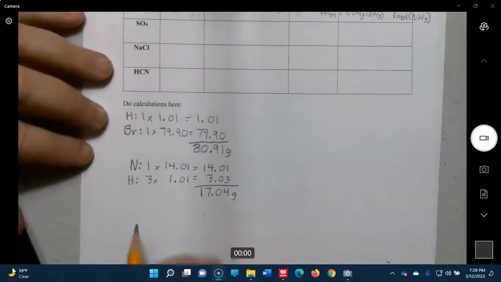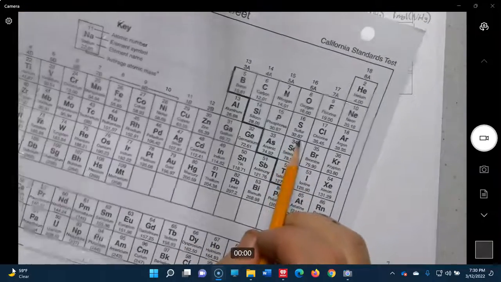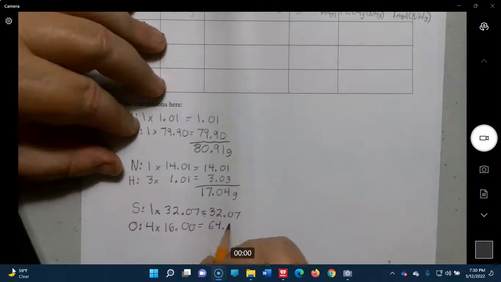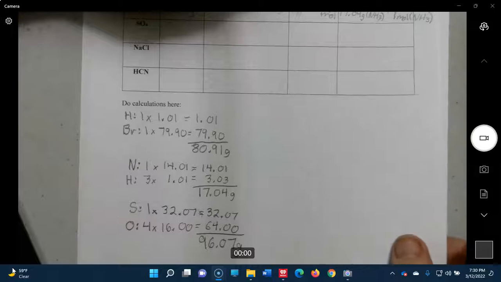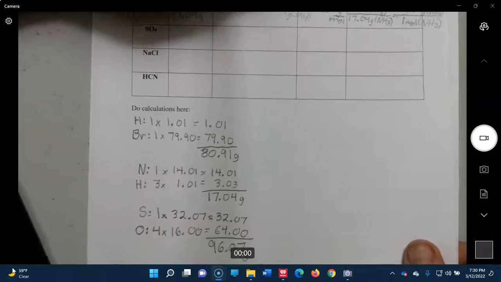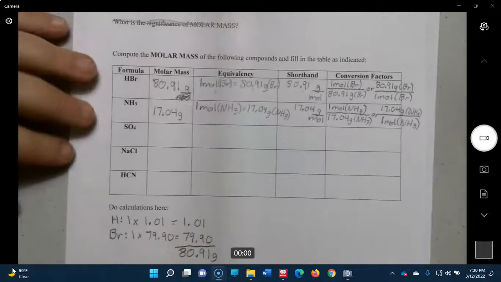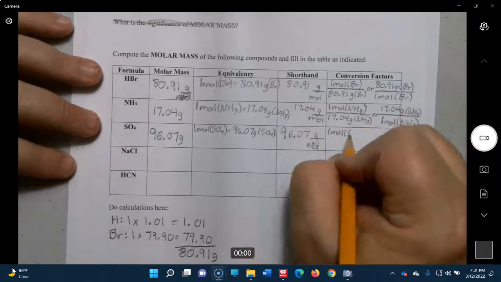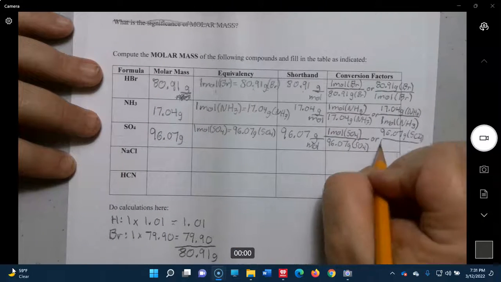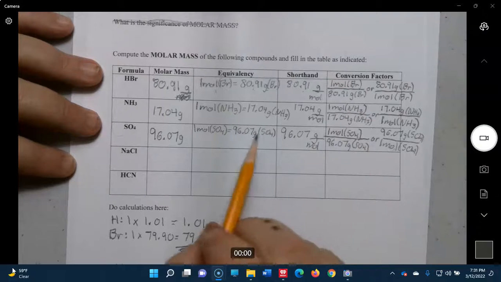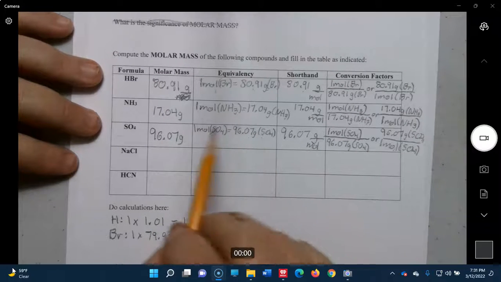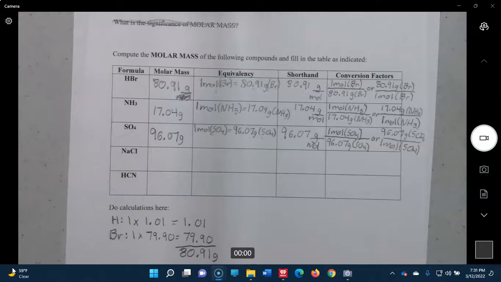Sulfur tetroxide, and I don't know sulfur off the top of my head, so I come over here, 32.07. Okay, there's the molar mass of 1 mole of sulfur tetroxide. So now we've come up and finish this off. Again, conversion factors are simply one of the equivalencies over the other, and then you flip it over this one. Okay, and that's how you do those. Okay, that takes care of it.